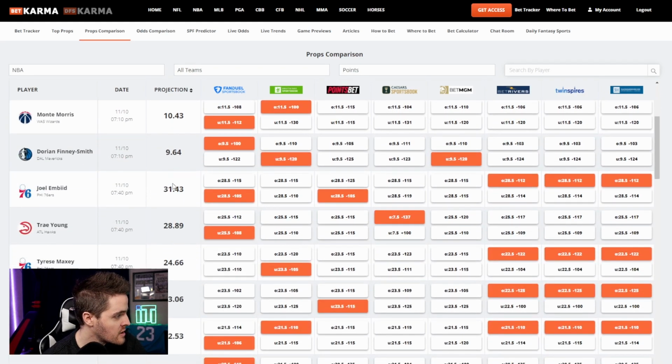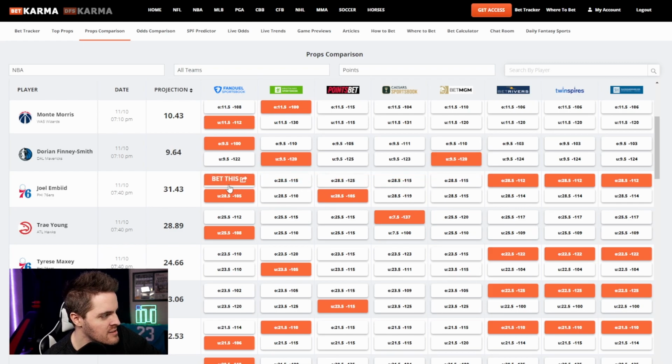So let's look at Joel Embiid. Let's say we're going to go over. Okay, well, where's the best line? These are actually all the same line. They're all over 28.5. Why are these highlighted? Because these have minus 112 lines. This has minus 115, minus 125.